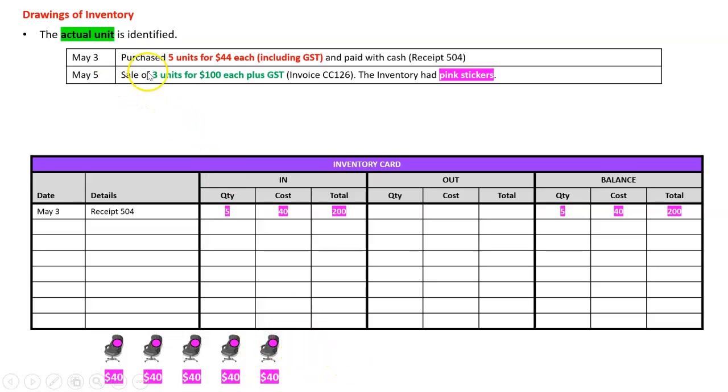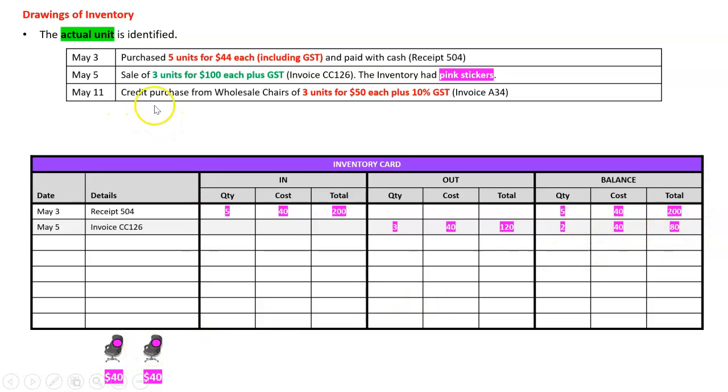May the 5th, we sell 3 units for $100 each plus GST on an invoice. The inventory had pink stickers. It's also the only inventory we had, so that was easy. But this $100, we don't need that. That's what's called the sale amount. We are dealing with the cost amount in the inventory card, so we don't need that. We need the $40, or the cost price. So we do May the 5th, invoice number. It's a sale, so that's an out. So 3 units at $40 is $120, and that leaves us with 2 at $40 for a total of $80, and here they are here.